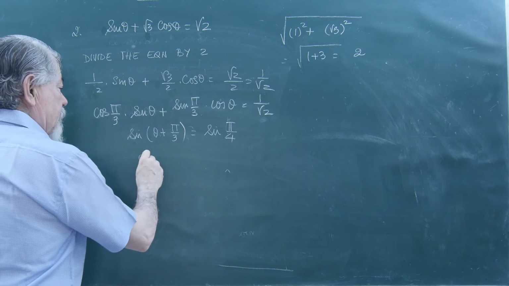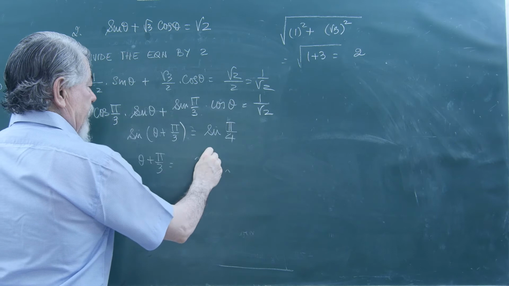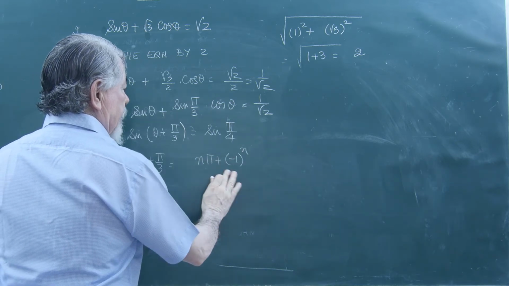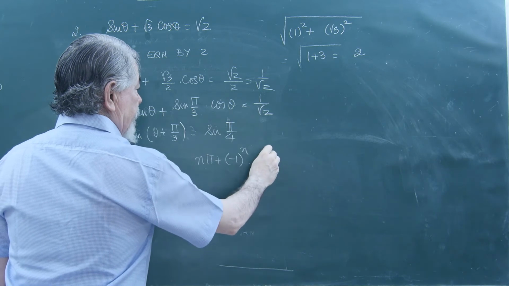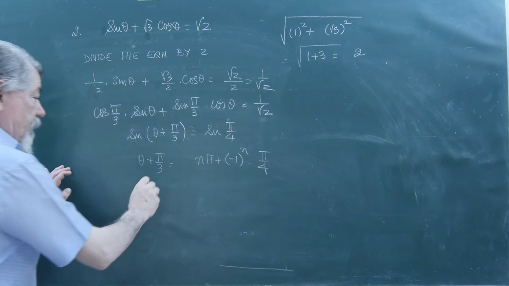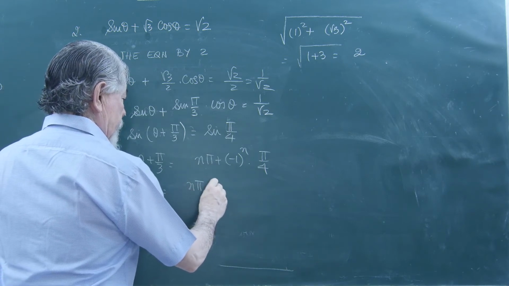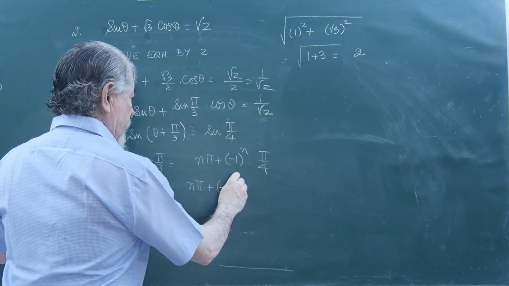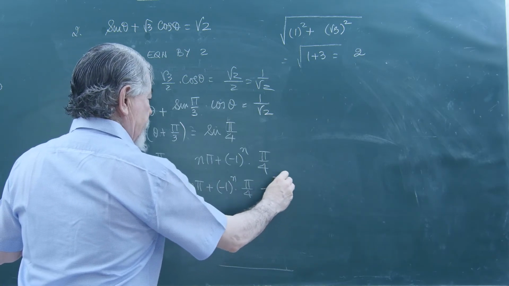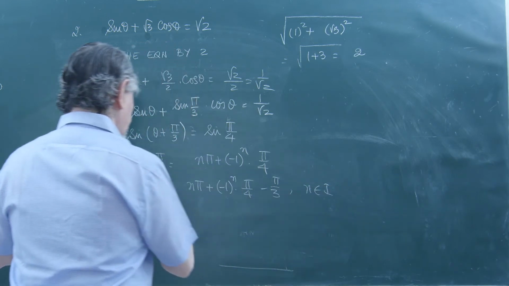So theta plus pi by 3 is n pi plus minus 1 to the power n into alpha. In place of alpha, I have pi upon 4. So theta will come out to be n pi plus minus 1 to the power n pi upon 4 minus pi upon 3, where n belongs to set of integers.